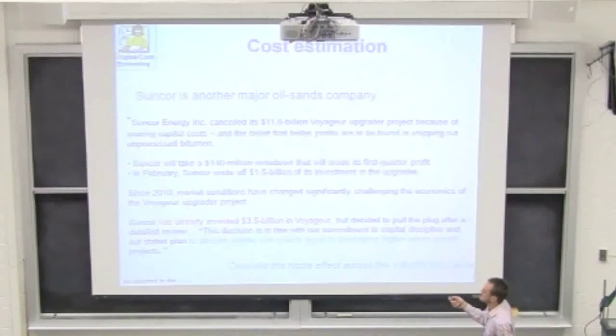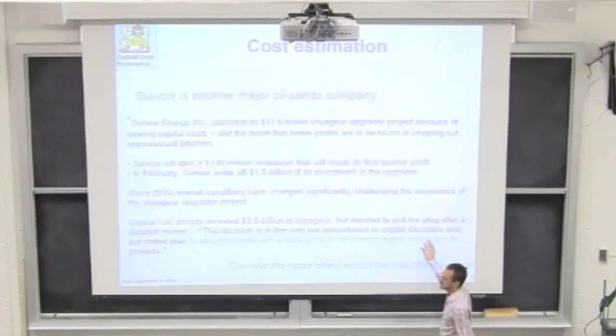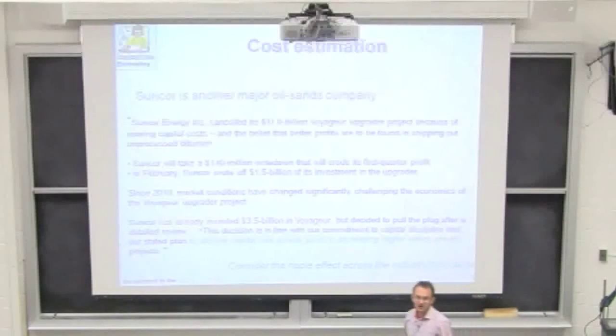Now, they didn't spend that. They'd spent a significant amount before they decided to cancel it. They'd already invested $3.5 billion. And then look at this sentence. You should be able to understand what the CEO means now. You've got enough knowledge from the course to understand when the CEO says, this decision is in line with our commitment to capital discipline and our stated plan to allocate capital with priority given to developing higher return growth projects. Do you understand what that means now after this week's material? There are other investments out there that they believe now are more profitable. They're willing to forego the $3.5 billion they've already spent and invest in those other projects and get greater returns. So you certainly don't want to be the engineer in charge of that project and have that canceled on you because of whatever reasons this was canceled for.